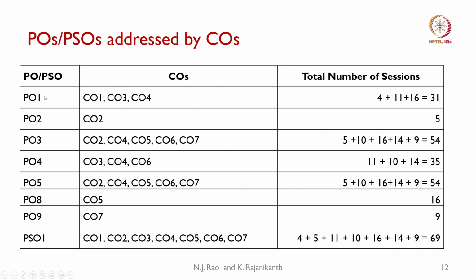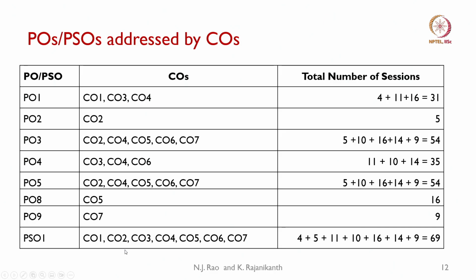Now what do I do? If I count, PO1 is addressed through CO1, CO3, CO4, right? CO1 has 4 lectures, CO3 has 11 hours including lab activity, and CO4 has 16 hours of theory and lab hours combined. So I am having a total of 31 hours. Like this, I identify, for example, that we are addressing so many POs in this, and there is PSO1 correspondingly.